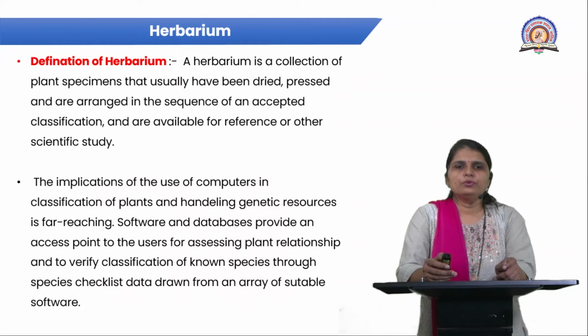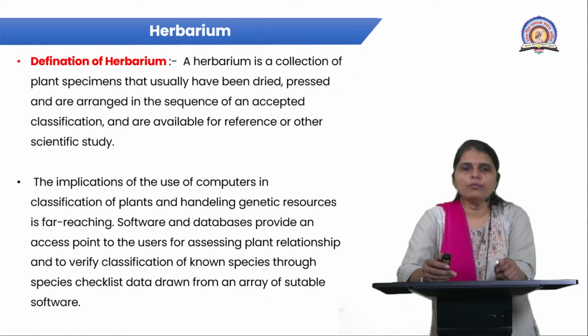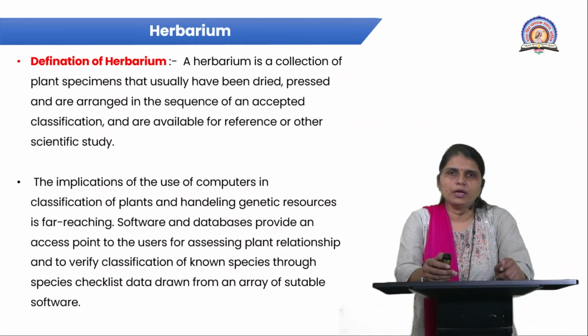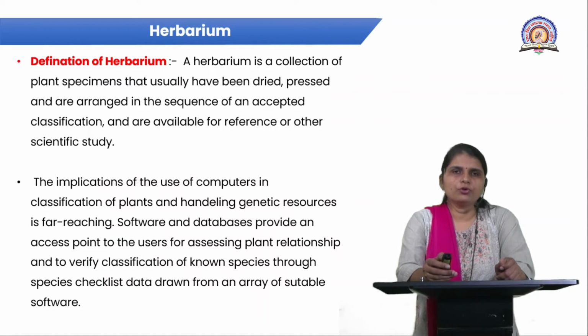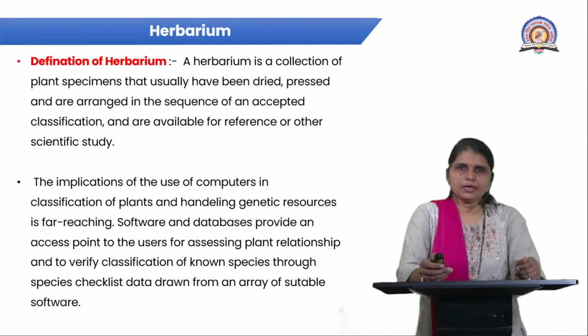The implication of the use of computers in classification of plants and handling genetic resources is far reaching, and software and databases provide an access point to users for assessing plant relationships and to verify classification of known species through species checklists and data drawn from an array of suitable software. An e-herbarium or database is very useful for knowing the classification of the particular plant you have selected for your research. Collect the information from this e-herbarium.